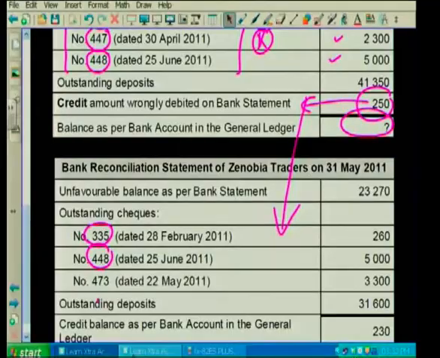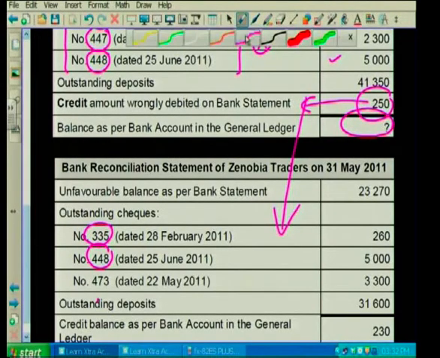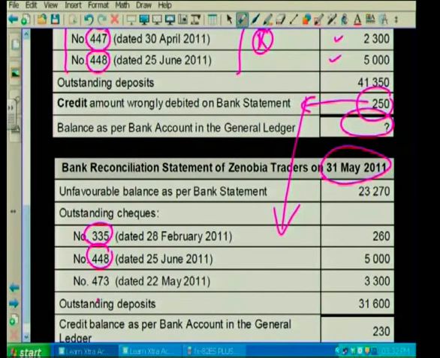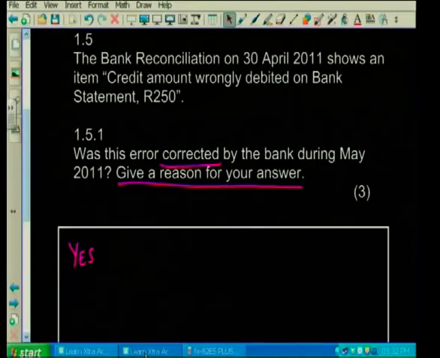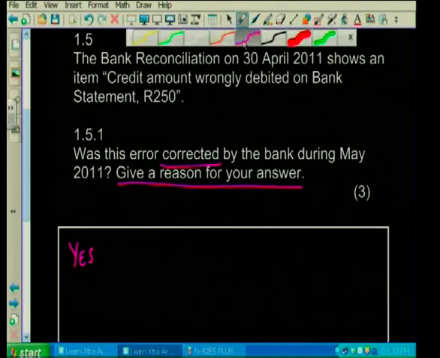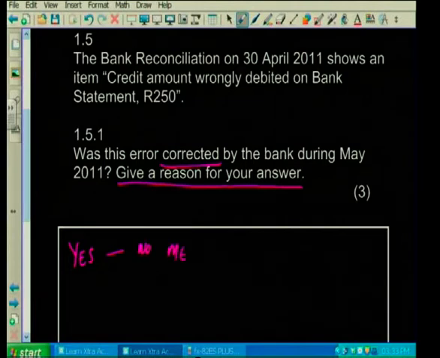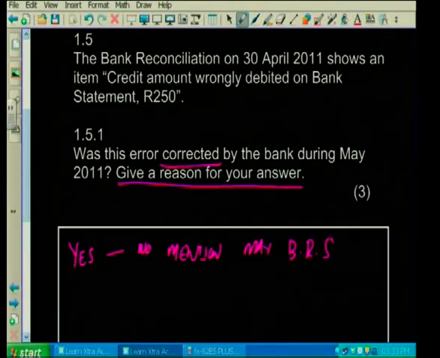Very important. Give a reason for your answer. Why do you say yes? Because in the next month's bank recon, the May bank recon, in this one here, absolutely nothing is mentioned about the error. So clearly it shows you that the error has been corrected. So when you are answering a question of this nature, what will you say? You will say yes. Yes, the error was corrected. Reason, no entry or no mention is made in the May bank reconciliation statement.